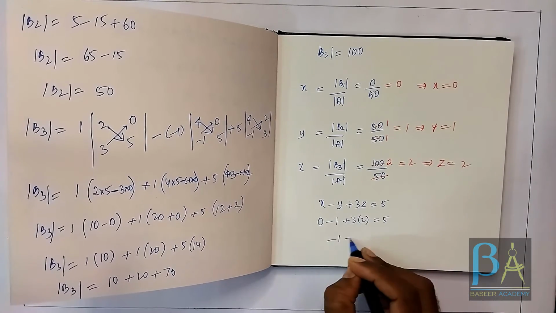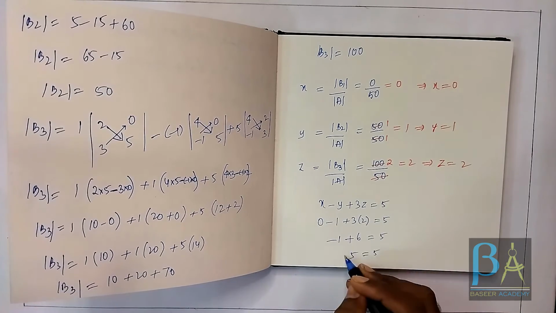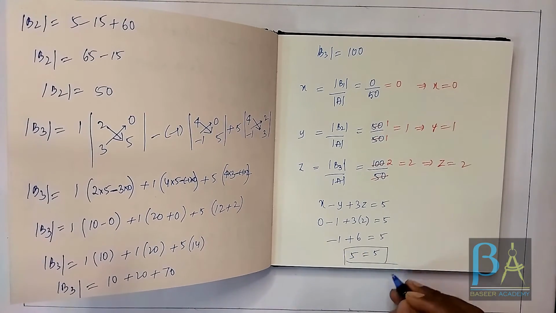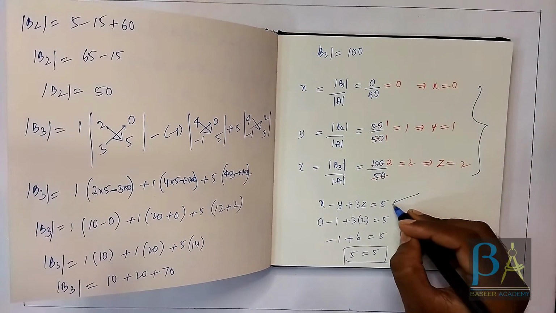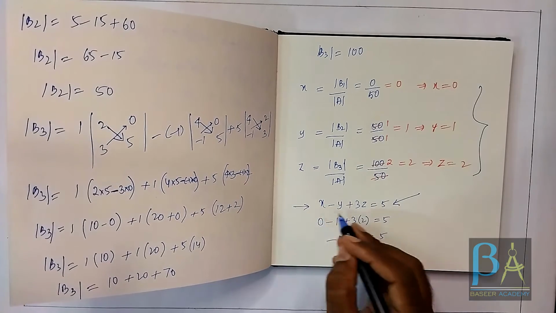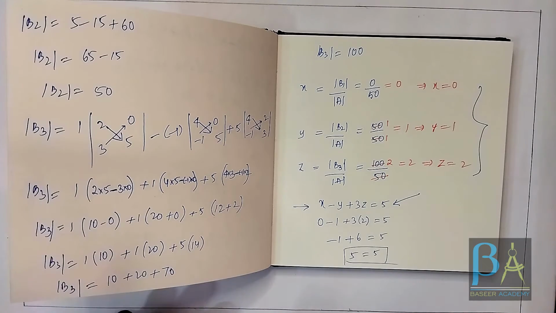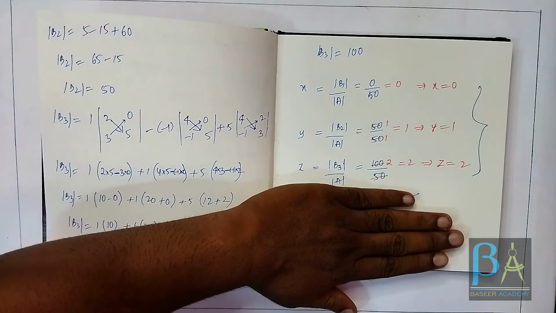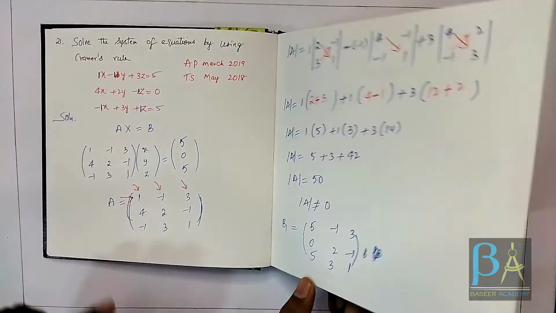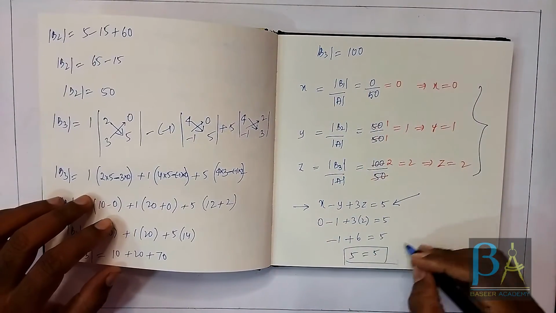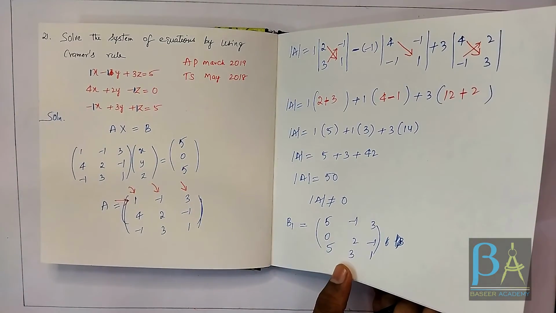0 doesn't have a value, I'm going to remove it. 3 into 2 is 6. 6 minus 1 is 5. 5 is equal to 5. The LHS and RHS are the same. So the values that you found are satisfying the equation, which means your values are correct. You can stop your solution right here, but if you want to be double sure that your values are correct, you can substitute the values in any one of the equations just to make sure. Now, I'm going to give you one question for you to try by yourself.